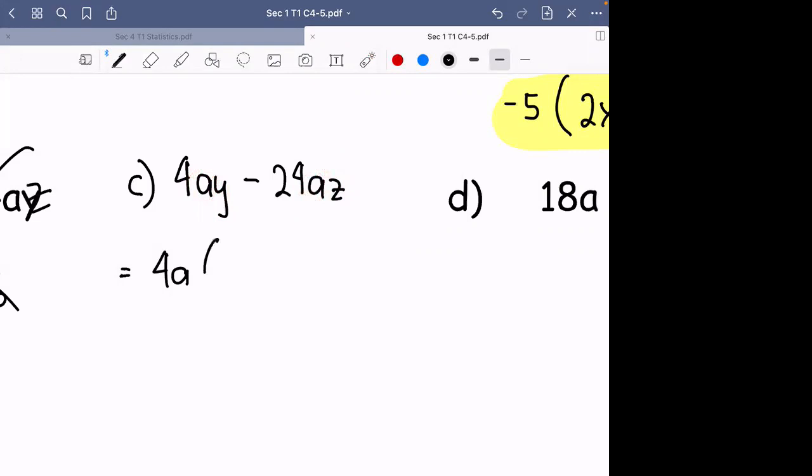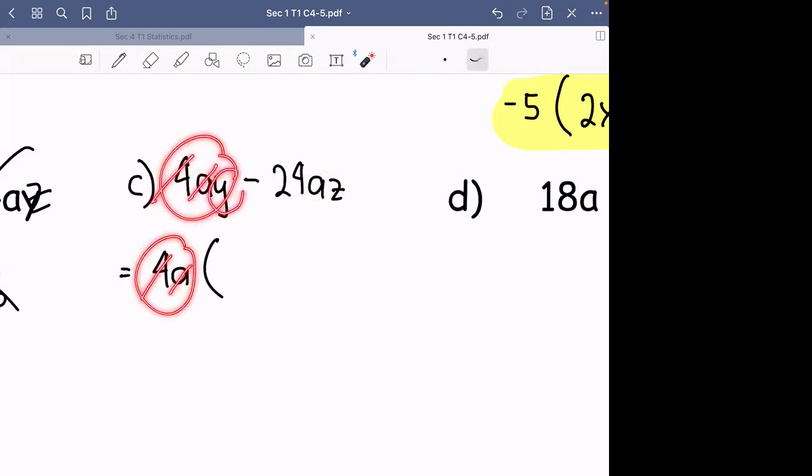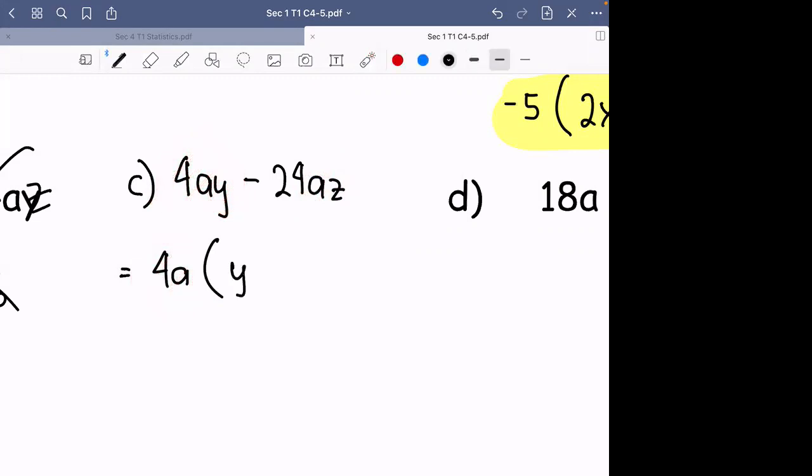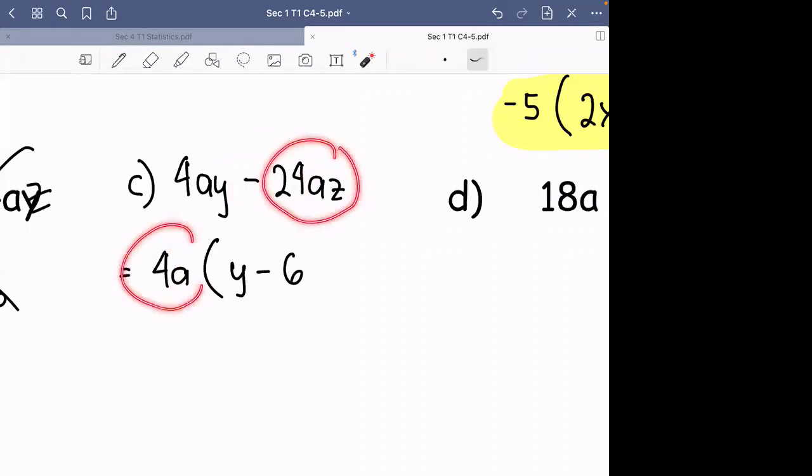Let's have our bracket. So 4AY divided by 4A. This one is 1. So what is left? Y. So our answer here is Y. And then minus 24 divided by 4, so we have minus 6. And then negative 24AZ divided by 4A. Again, negative 24 divided by 4 is negative 6.